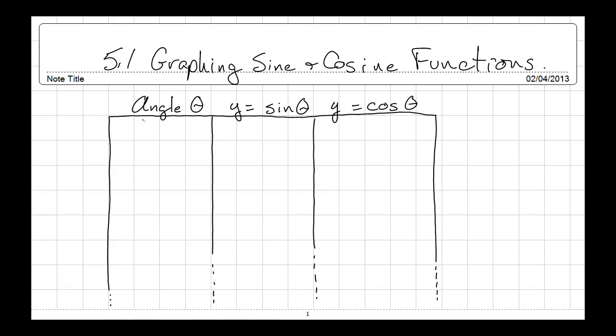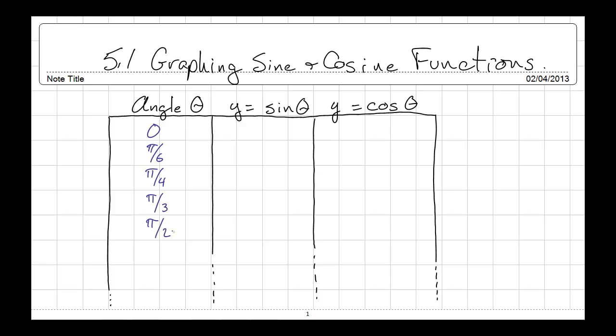Today we're going to look at section 5.1, graphing the sine and cosine functions. To start, I'd like you to make this table in your notes, a table that uses the special angles that we've learned so far this semester, especially in the last trig unit. Starting with angle 0 radians, then pi over 6, pi over 4, pi over 3, and pi over 2.